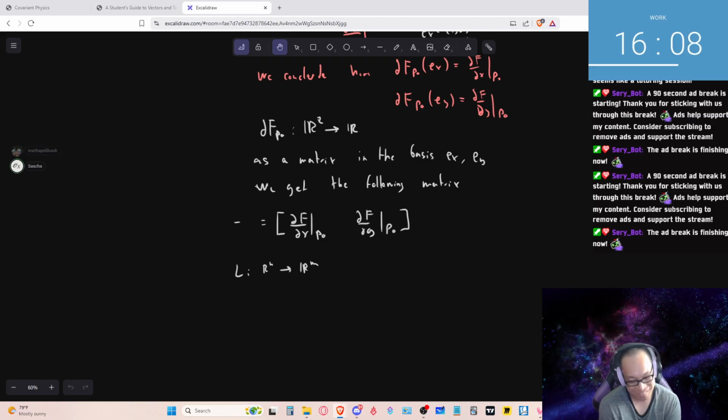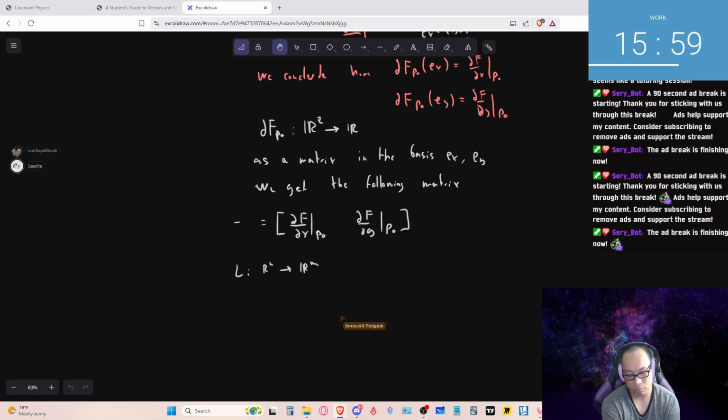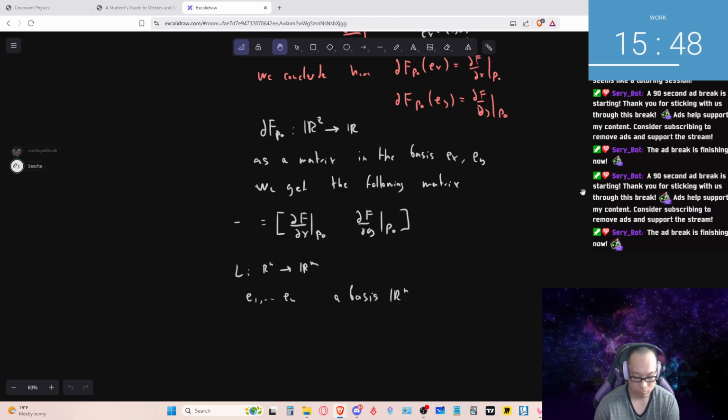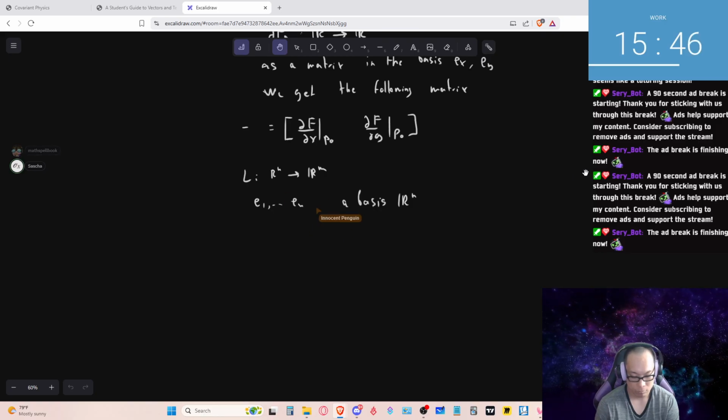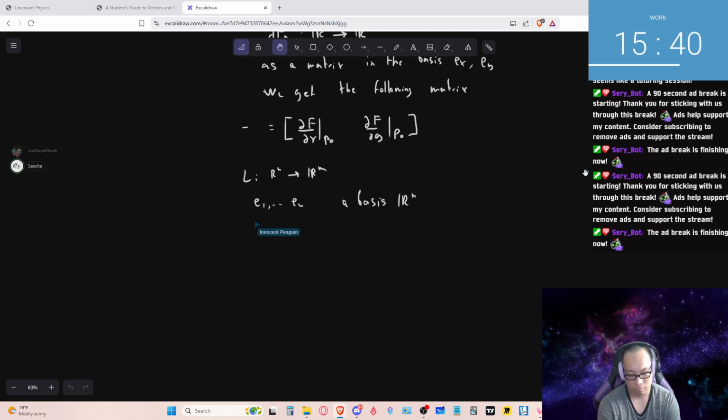So if you have a map from, let's say, Rn to Rm, but it also works for any vector space, and let's say we have a basis. E1 to En is a basis of Rn, not necessarily the standard one. It can be any basis. A basis just means that you can write every vector of Rn as a unique linear combination of those vectors. And you can do the same thing: you can pick a basis on Rm.